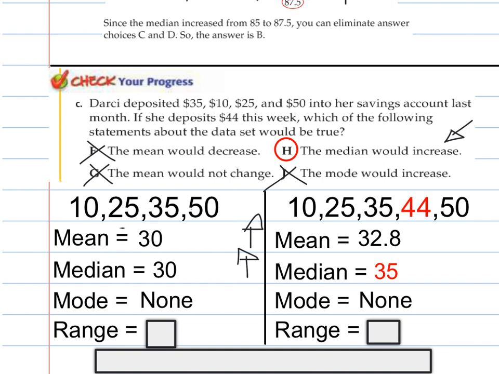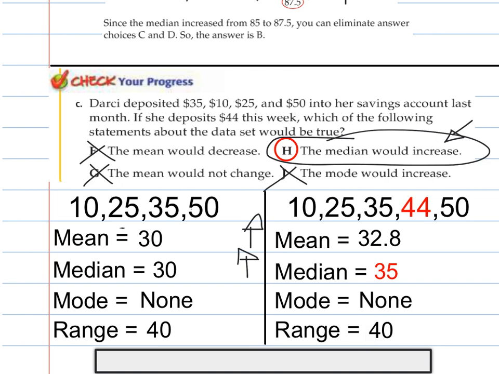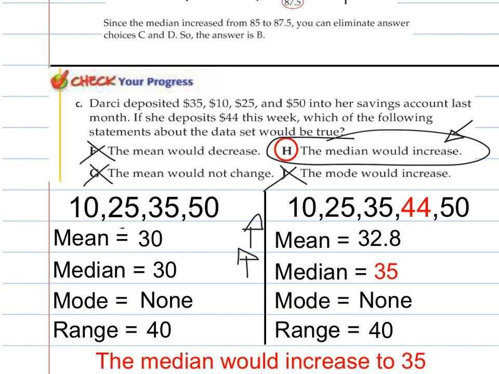So by process of elimination, we know that our answer is H, but just because it asks us for the range as well, let's find the range between them. On our original data set, the 4 deposits, 50 minus 10 is 40. In our new data set, 50 minus 10, the largest to the smallest, is still 40. So if Darcy deposited $44 into her savings account this week, her median would increase from 30 to 35.